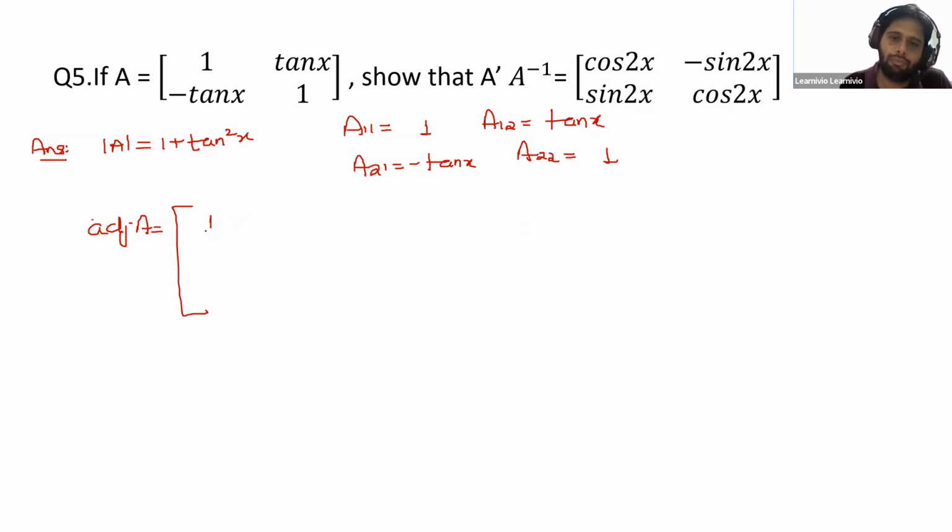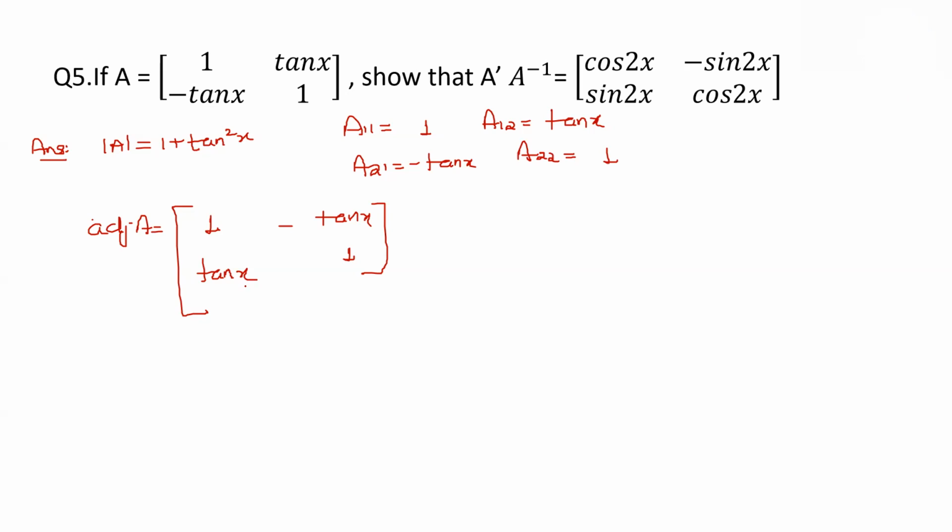So what you will get? 1, tan x, minus tan x, and 1. Observe, you're getting the same answer for this adjoint of A. Yes, sir. Okay, great.